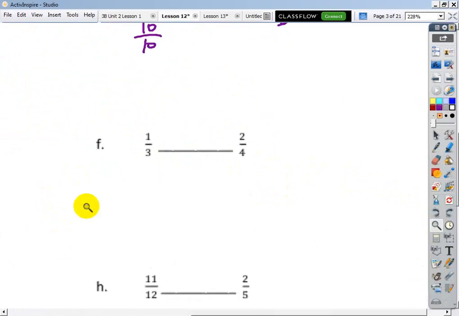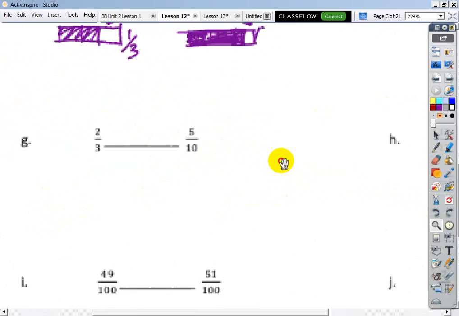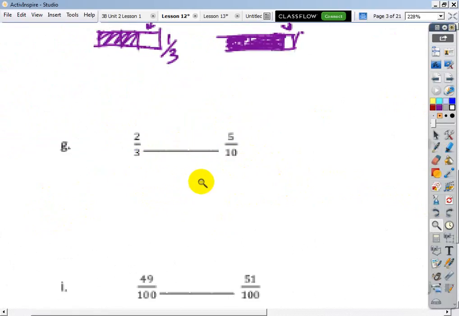Rule of half here, which one's bigger than half? 1 out of 3? Nope. 2 out of 4? Yep. 2 out of 4 is half. That is not half. 2 out of 3, 5 out of 10. Which one's half? This one's half? Is this half? Yep, bigger than half. This is only half. That's 1/2.